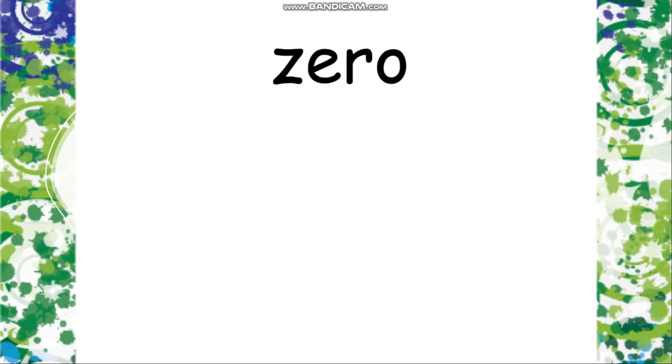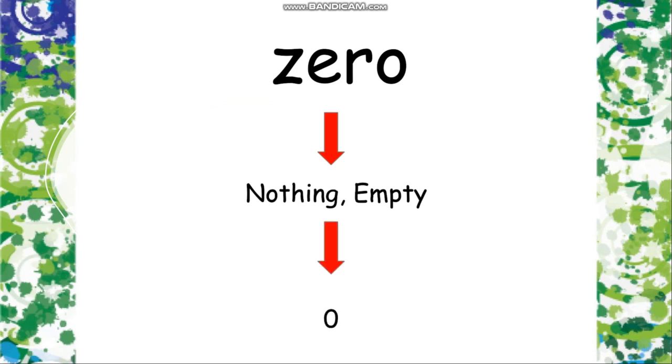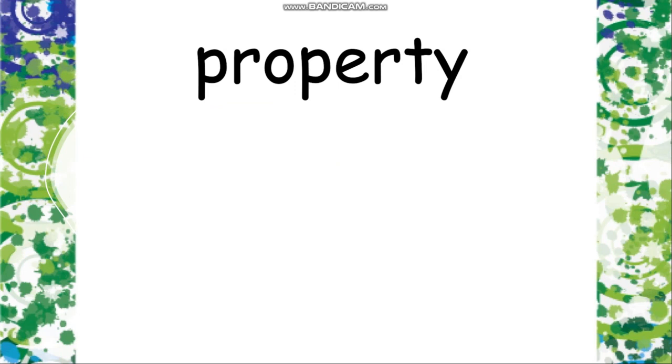The next word is 0. Z-E-R-O, 0. What is the meaning of 0? Nothing. या फिर empty. And how do we write 0? I know everyone knows. Yes, we write it like this. Okay. Now let us see our next word. This was very simple. Property. P-R-O, property. So how will you remember it?